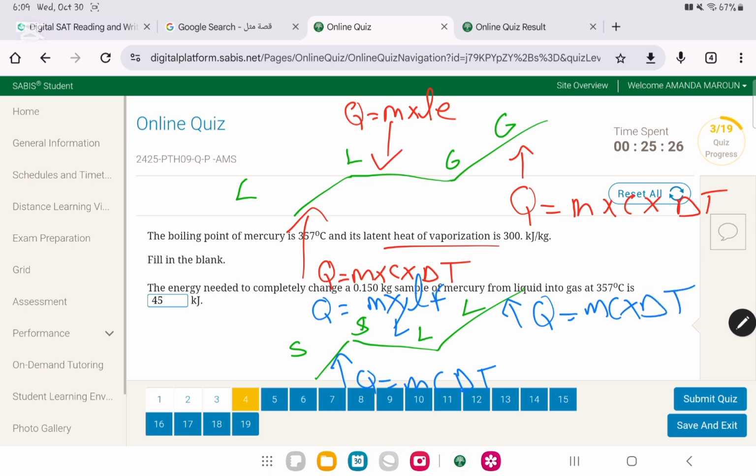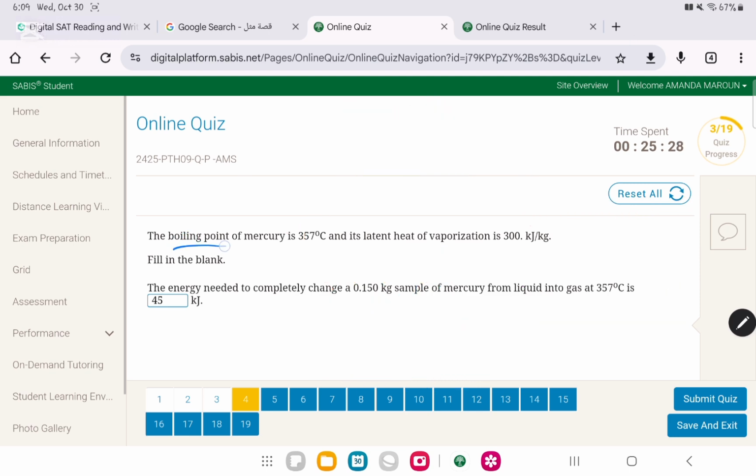So what's very important is that here, it reached the boiling point. So it gives us a hint what we're going to use. We don't have a change in temperature, because if you do temperature final minus temperature initial, you're going to have 0. And as we do not need 0 as our change in temperature, instead we're going to use Q equals the mass times the latent heat of vaporization.